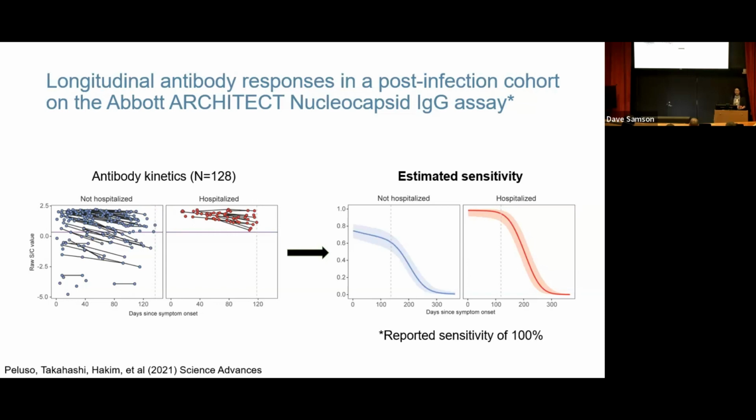It's worth noting that the actual reported sensitivity of this assay was 100%, but you can see here that the sensitivity we estimate from the post-infection cohort is quite low a year post-infection. We need to think about these things, and this assay was used quite often for some of the biggest serosurveys, especially at the beginning of the pandemic. So it's worth thinking about how the reported sensitivity versus the actual sensitivity, if you were to use that assay for a serosurvey, might be quite different.